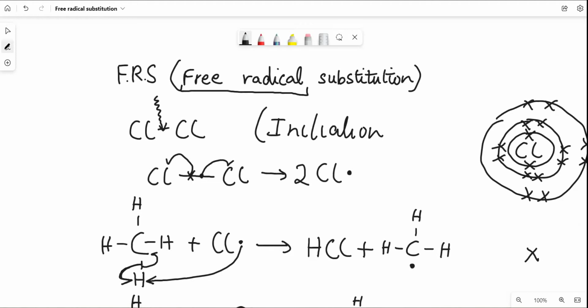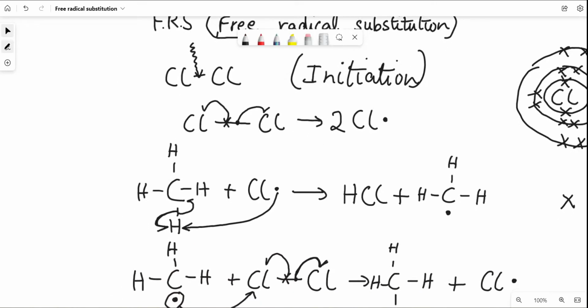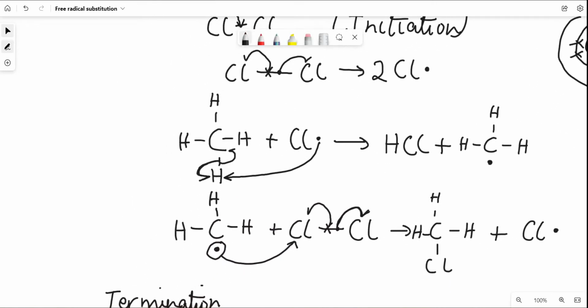Initiation is the breaking of the Cl bond to form radicals, and this step is the progression step. So this is here, progression.